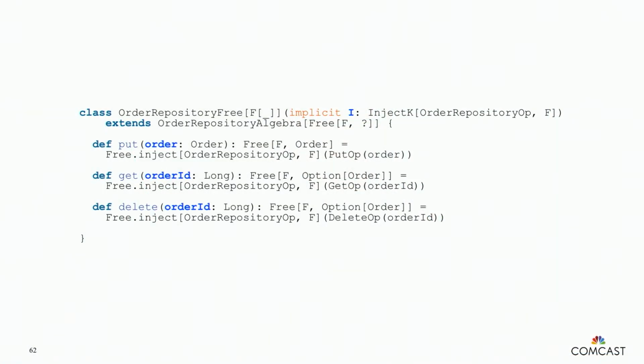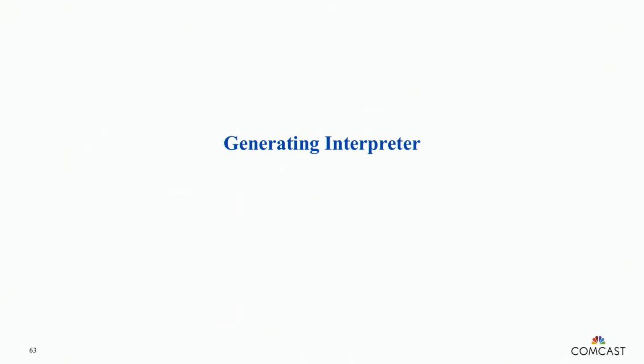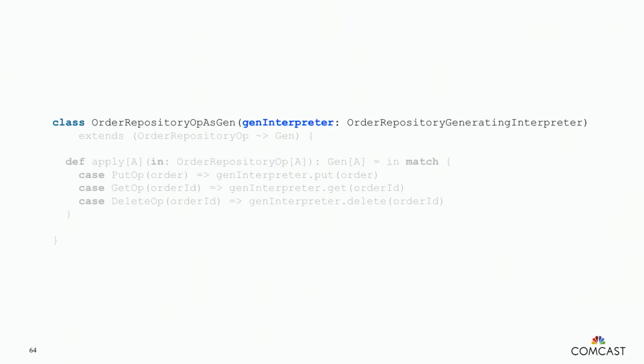So now how about the generating interpreter? What's that going to look like? Turns out I'm really lazy, and I didn't want to take up your time reading a lot of the same code again. So we're going to create the order repository op as gen, and we're going to cheat. And we're going to take the interpreter I already wrote in the final tagless.